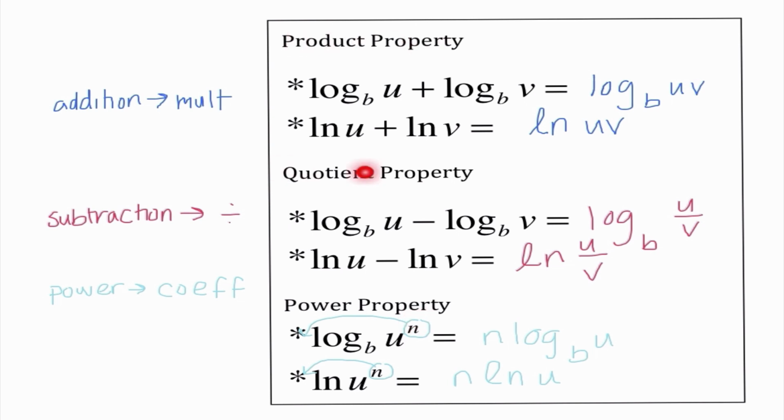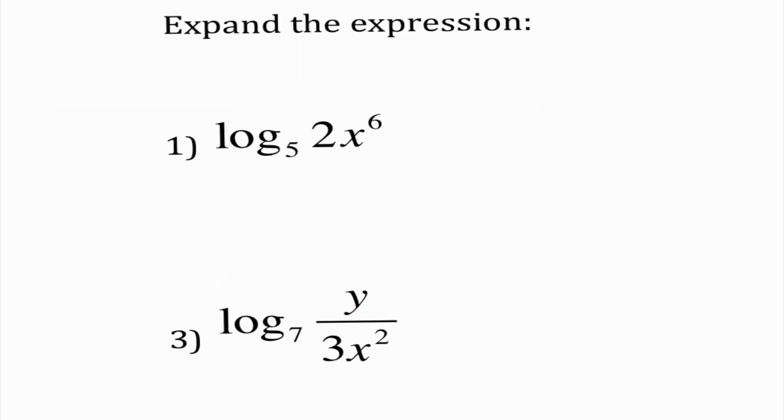So we definitely need to have these three properties memorized. We're going to do some easier problems with those, and then we're going to get into some tougher ones. So here are our easy examples. It's asking me to expand. So that means I want to write this as more than one logarithm.